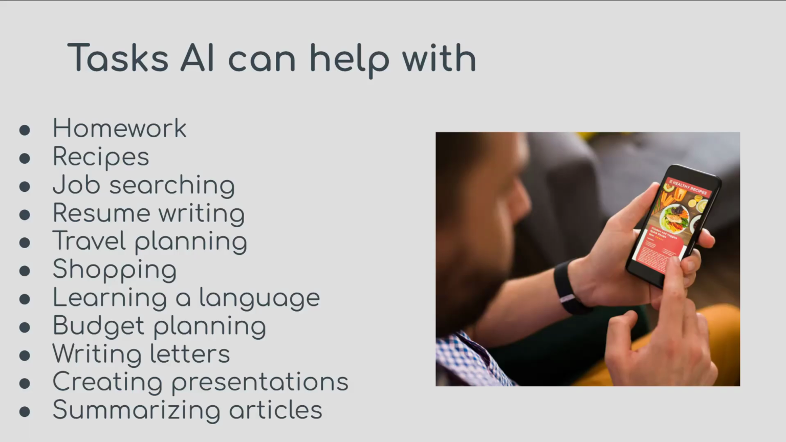Budget planning. You can give AI information about a particular budget, such as an income number and then how much you need to save to reach a particular financial goal. You can ask AI to help you write a letter or to create a presentation or summarize a long article or book. So these are just some examples of what you can use AI to help you with on a daily basis.